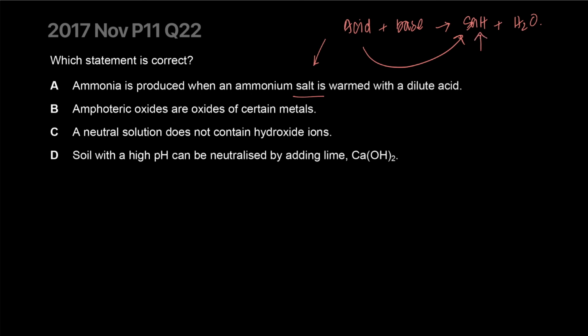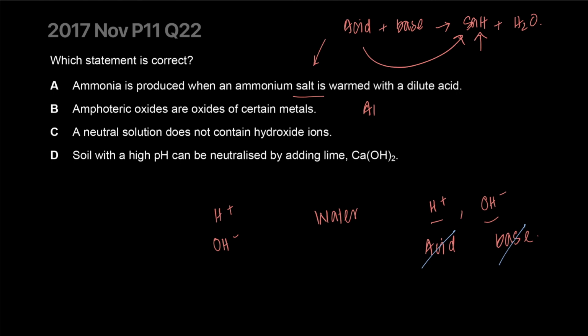Okay. Amphoteric oxides or oxides of certain metals, that's true. Aluminum comes to mind. They're not all amphoteric, it has to be a certain metal oxide to be amphoteric. A neutral solution does not contain hydroxide ions. Okay. A neutral solution contains equal amounts of H plus ions and hydroxide ions, right? Like water, which is neutral, has H plus ions present in it, but also has hydroxide ions present in it. Because they're in equal amounts, the acidity caused by the H plus ions and the basicity caused by the OH minus ions is negated, and the water is neutral. It's not that it doesn't contain it, it's in equal proportions. Even water has it.